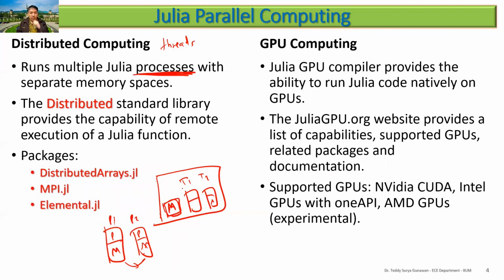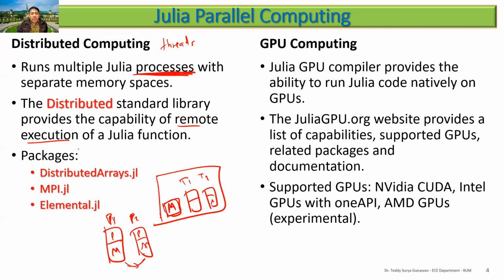The Distributed standard library provides the capability of remote execution of Julia functions. Remote execution means it can instruct P2 to send or receive. Similar to this one, P1 can send to P2, P2 can send to P1, and vice versa, can receive.